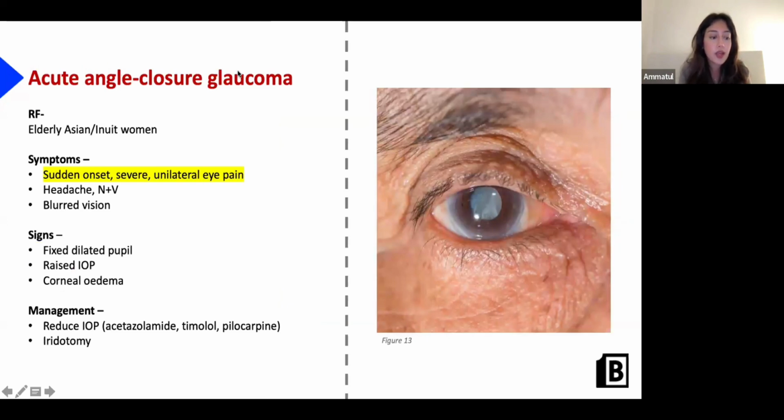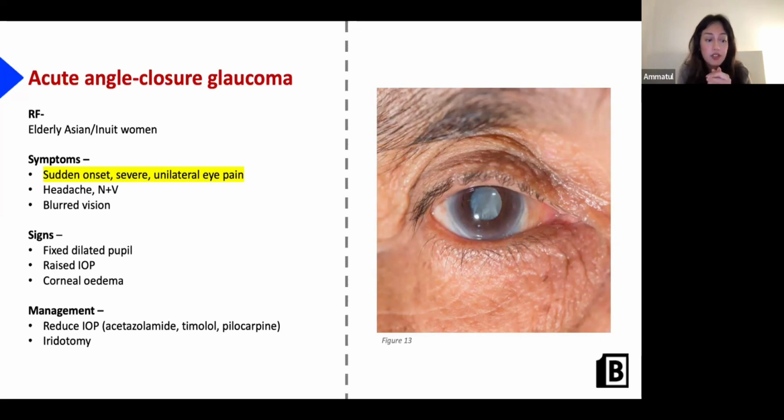Okay, and next is acute angle closure glaucoma. So acute angle closure glaucoma is an ocular emergency that results from a rapid increase in the intraocular pressure because of an obstruction in the outflow of the aqueous humor. This is commonly because of a blockage in the trabecular meshwork. Several factors can lead to the obstruction in acute angle closure glaucoma.